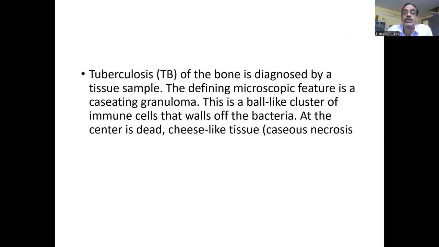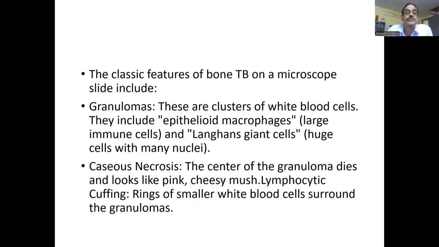Tuberculosis (TB) of the bone is diagnosed by a tissue sample. The defining microscopic feature is a caseating granuloma. This is a ball-like cluster of immune cells that walls off the bacteria. At the center is dead, cheese-like tissue, caseous necrosis. The classic features of bone TB on a microscope slide include granulomas.